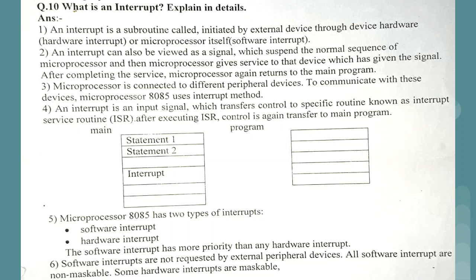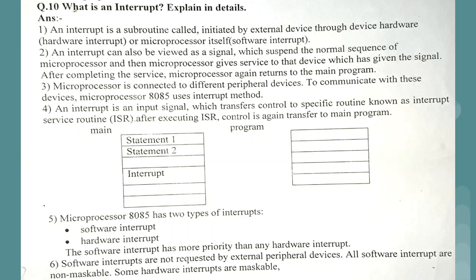The microprocessor is connected to different peripheral devices. To communicate with these devices, the microprocessor 8085 uses the interrupt method. Again, this is one of the features we have learned just now: if the microprocessor wants to communicate with peripheral devices, it uses the interrupt method.